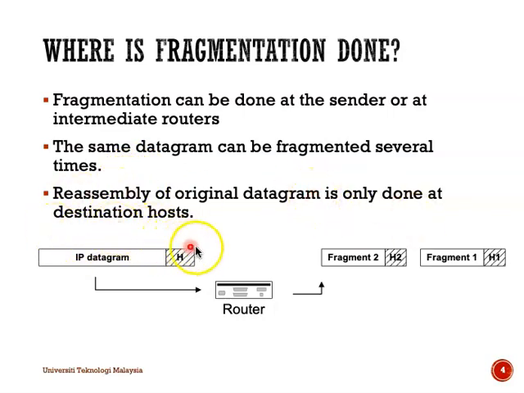Remember that routers should not perform the reassembly process. This process is done based on the requirement of the outgoing link. So if the outgoing link imposes a smaller MTU than the incoming link here, this router has to fragment the original IP datagram into smaller fragments or smaller packet sizes.